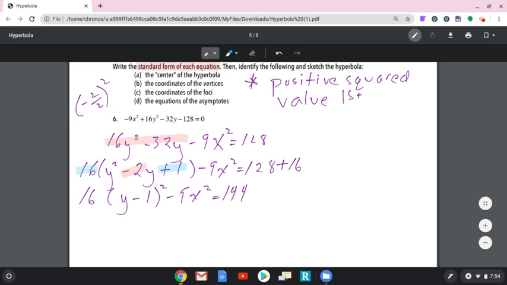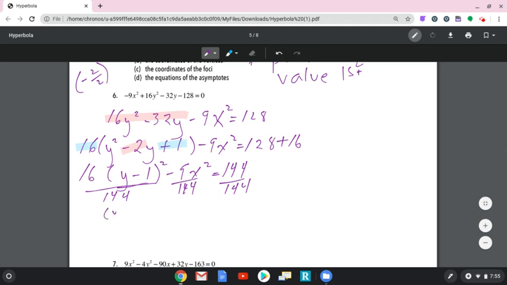Now, we want to continue putting this hyperbola in standard form. So I want to divide both sides by 144, because in the hyperbola in standard form, we have a 1 on the right side. So if I simplify this, I'm getting y minus 1 squared over 9 minus x squared over 16, because 16 goes into 144 9 times, and 9 goes into 144 16 times, is equivalent to 1. This is my standard form right here.